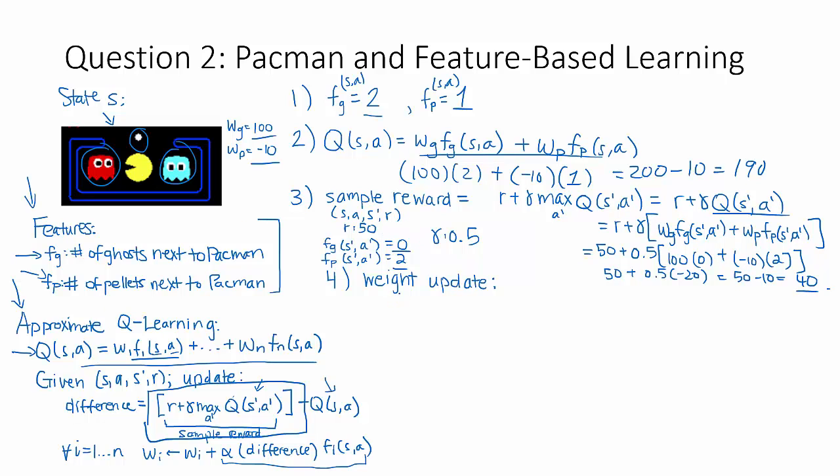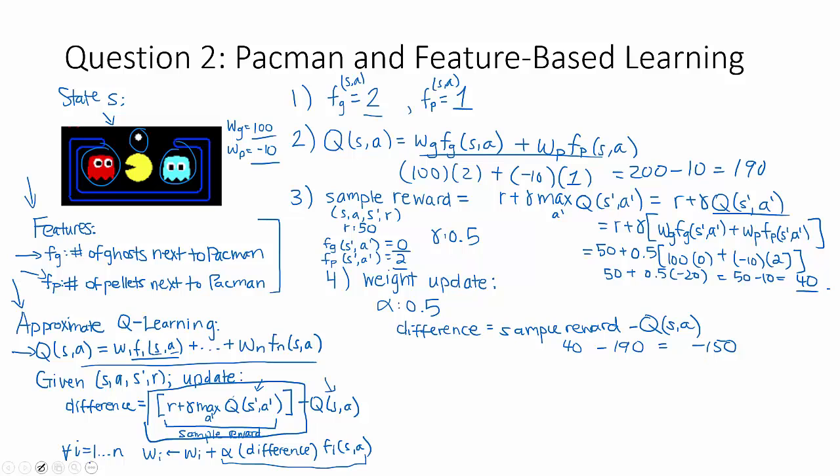The last question asks us to perform the weight update, which concludes the round of approximate Q learning. So we're given that the learning rate alpha is equal to 0.5. So we calculated the sample reward at step 3. Let's finish calculating the difference term first. So the difference is going to be equal to the sample reward minus the Q value at the state action pair. The sample reward, as we calculated at part 3, is 40. The Q value for the state action pair, that's what we calculated at step 2. That's 190, so minus 190. And simplifying this, we have negative 150.